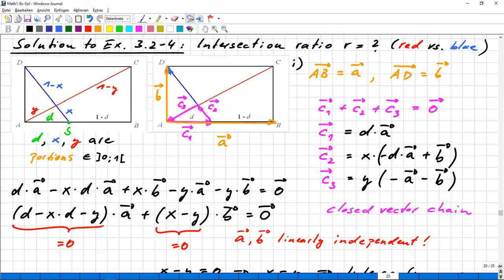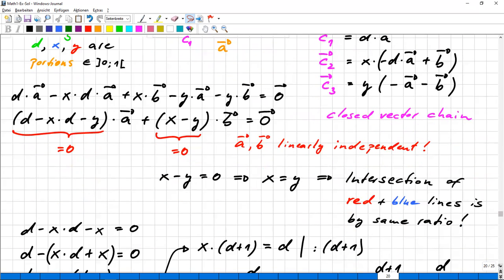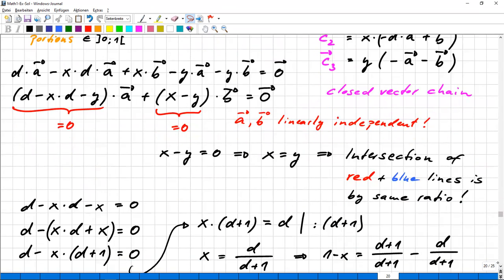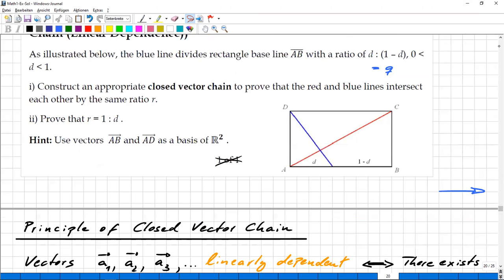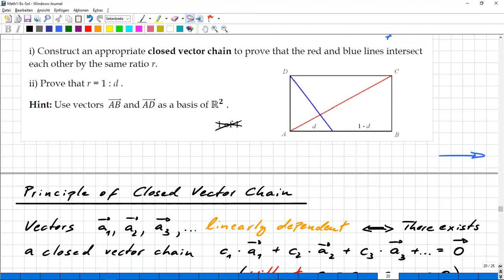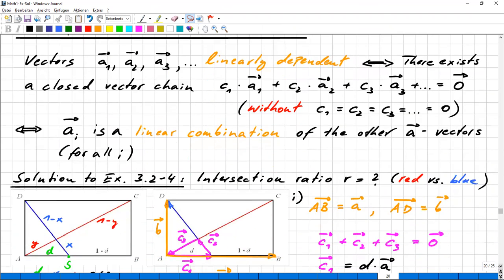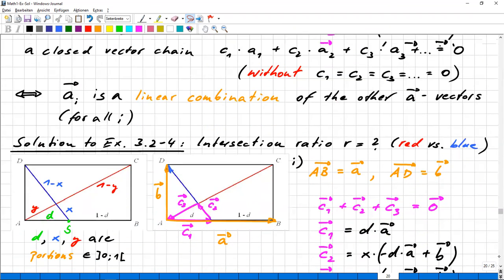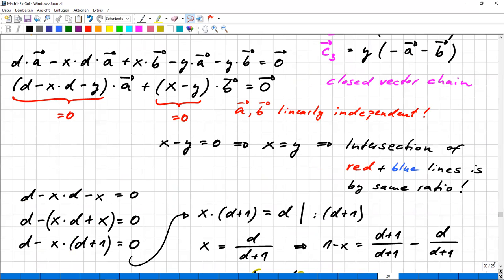And then after we showed this, we can proceed to the second part. So this actually was part 1. I should say from here on, it's part 2. Now, look, we have shown that x must be equal to y.